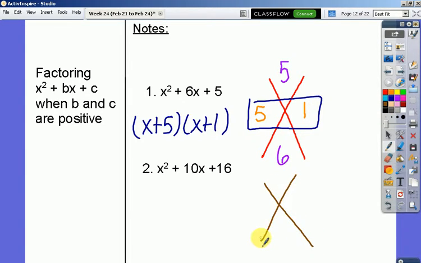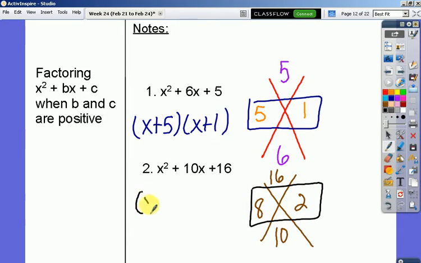I'm going to put that product up top. What multiplies to be 16 and adds to be 10? 8 and 2. These two form my factors. So I know that this is x plus 8 times x plus 2. Yeah?